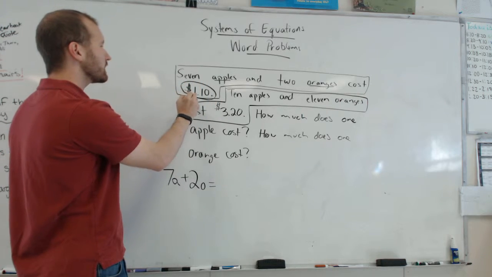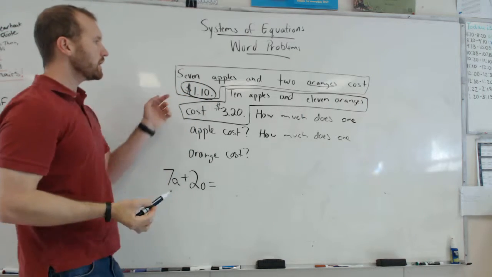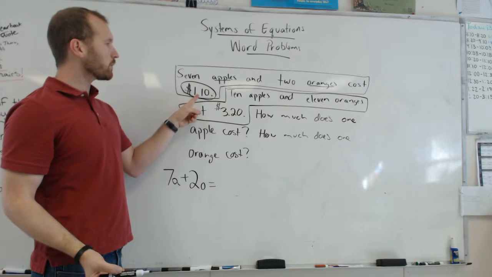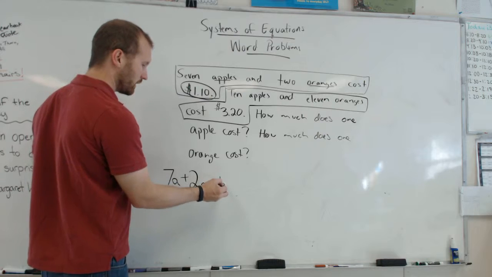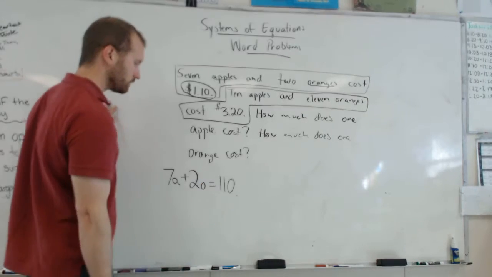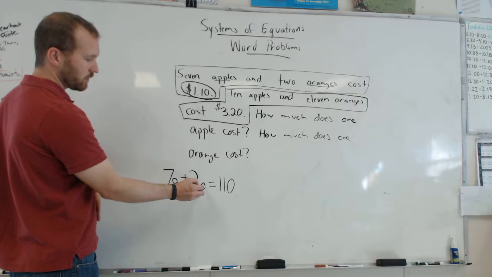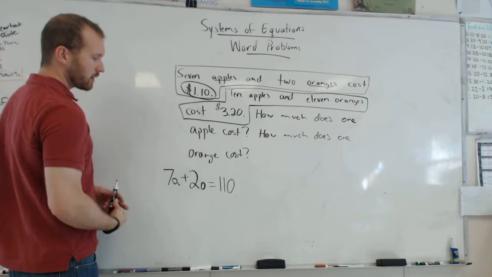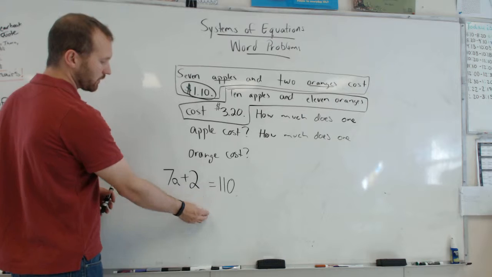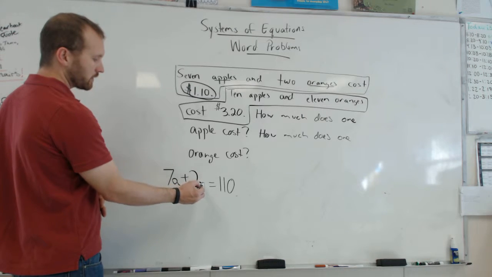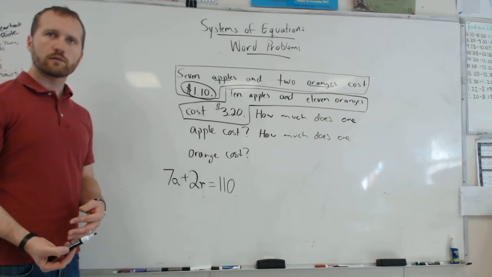Now, here's a warning. When I have dollars and cents like this, it's going to be easier to turn it into just cents. So instead of $1.10, I'm just going to write 110. The other warning is this is not a 20, this is a 2o. So sometimes you might want to pick a slightly different variable. If I'm worried that I'm going to confuse an O with a 0, maybe I'll call oranges R.